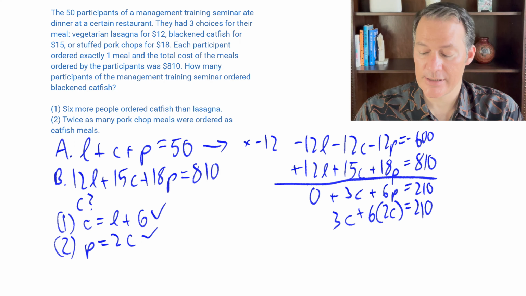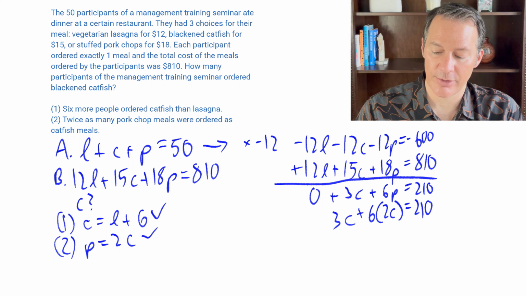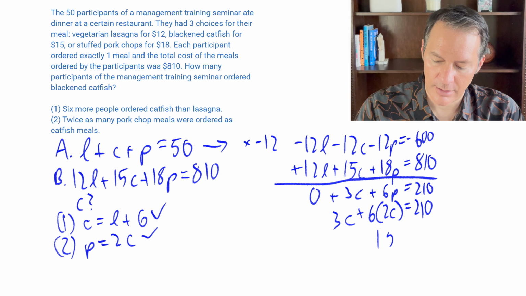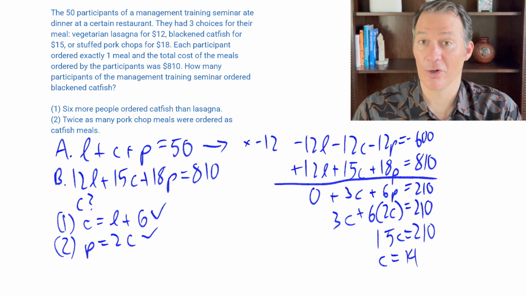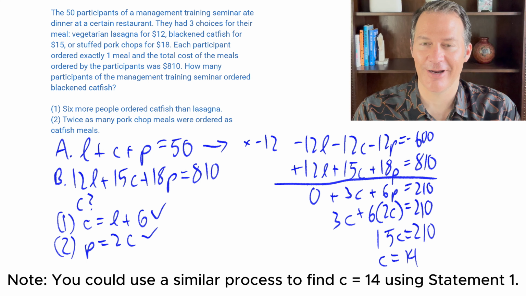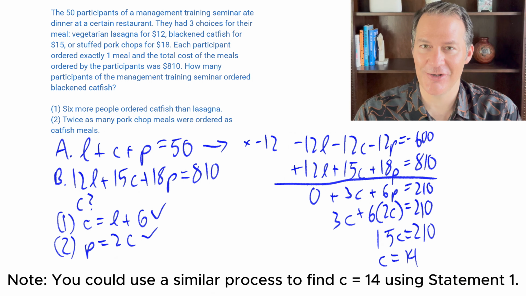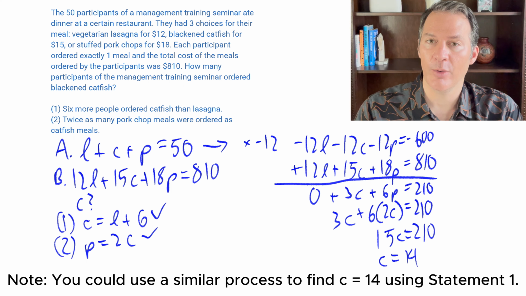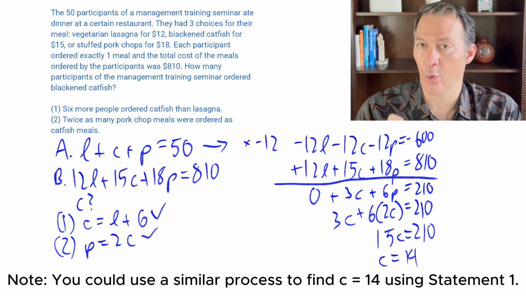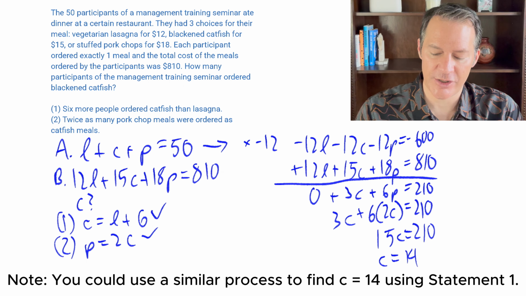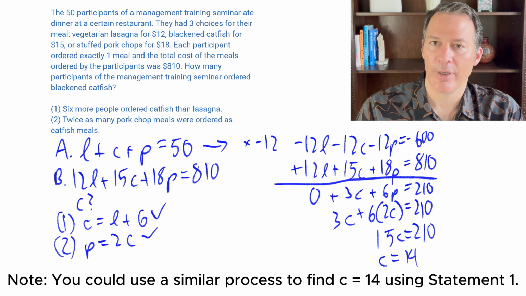And now we can work this out. 6 times 2 is 12, plus 3 is 15, so we have 15C equals 210. And that works out to C equals 14. Okay, so we can actually solve for C here, right? But there's no reason to actually do that, right? We don't care what C is. All we care about is that we know that C can only be one answer, right? That would make it sufficient. So again, no reason to work all this out. I showed you could do it, but ultimately really you want to just recognize that you can use that shortcut.